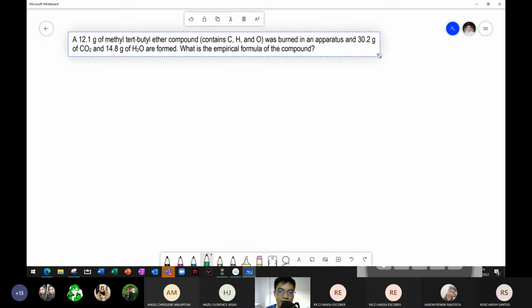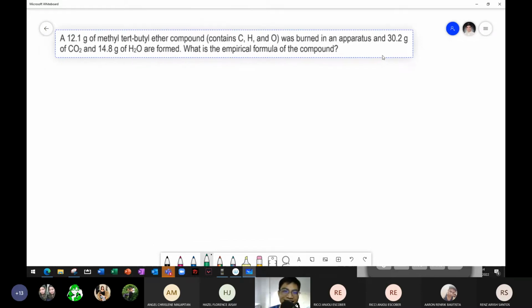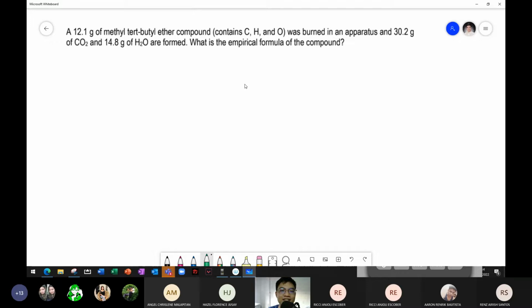At the next meeting, we will have readers, a first reader and a second reader, so that I don't get tired. Okay. So let's read this. A 12.1 gram of methyl tert-butyl ether compound, which contains carbon, hydrogen, and oxygen, was burned in an apparatus, probably a CHNS analyzer, and 302 grams of CO2 and 14.8 grams of water are formed. What is the empirical formula of the compound?